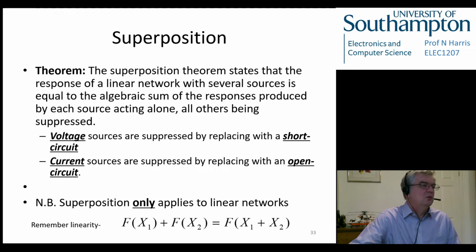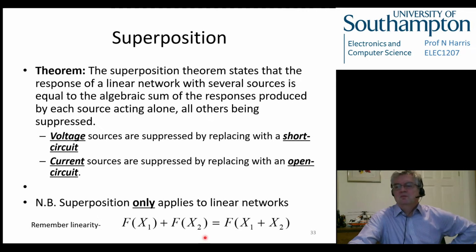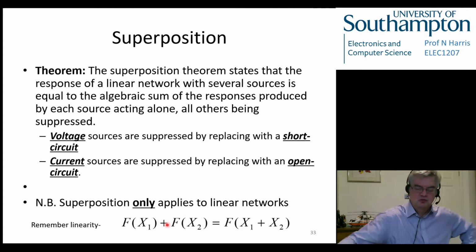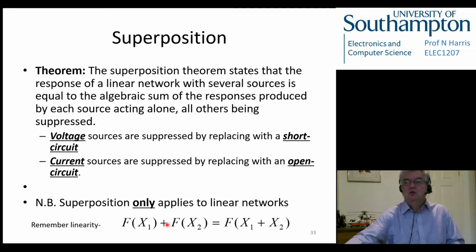So let me just get a pointer up. Right. So this, when I say this, I mean this one at the bottom. f(x1 + x2) is equal to the sum of the two, f(x1) + f(x2). So we could split this complicated output into two simpler outputs. And superposition allows us to do that, but it only works in linear networks.